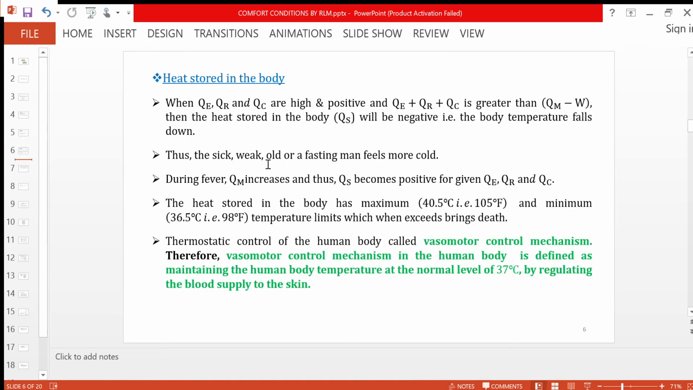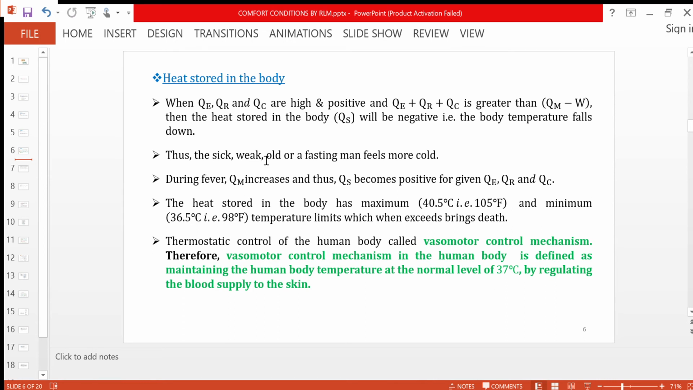Now coming to the heat stored in the body. Depending on the metabolic heat generated, the remaining part after the three modes of heat transfer dissipating heat to the surroundings will be Qs. If your heat dissipation rate is higher, then your Qs will be negative, so the body temperature will fall down.